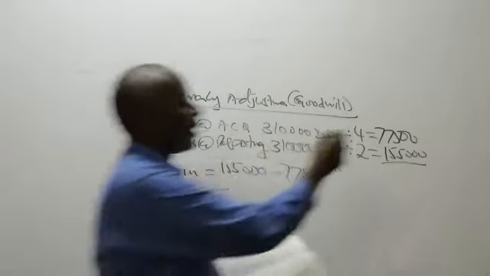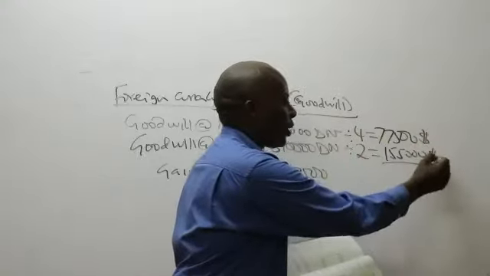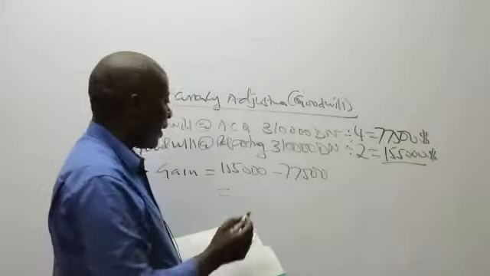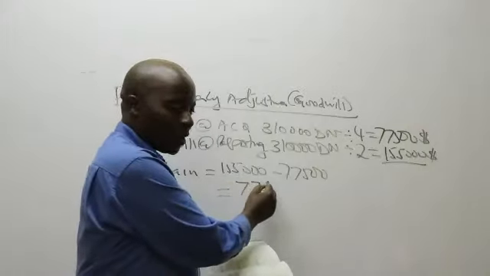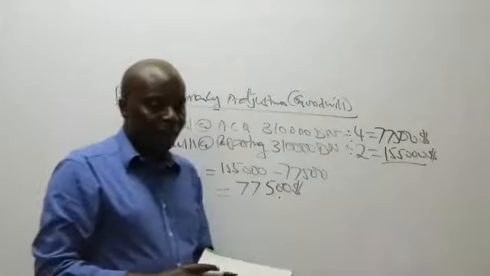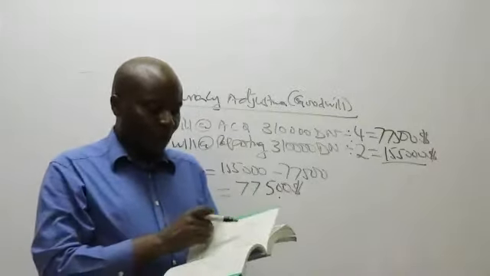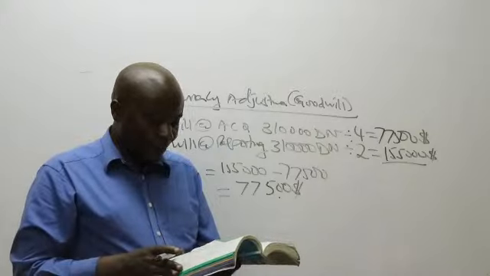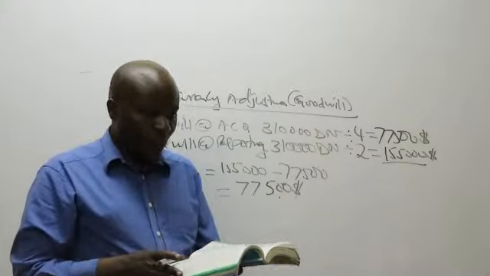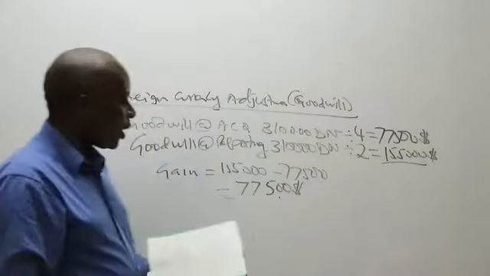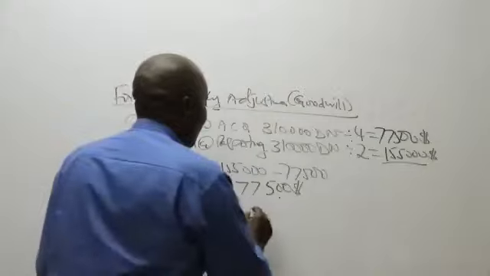USD, yes. This is now US dollars. So they say it is $77,500. What should we do with this gain? We share out, isn't it? Thank you very much. So we share out the parent.